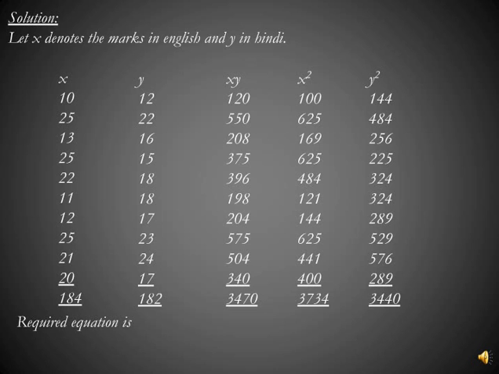Now the required equation: we have to find X minus X bar is equal to bxy multiplied by Y minus Y bar. X bar you can calculate as sigma X upon n, that is 184 divided by 10, that is 18.4. bxy we'll calculate later, and Y bar is 182 by 10, that is 18.2.